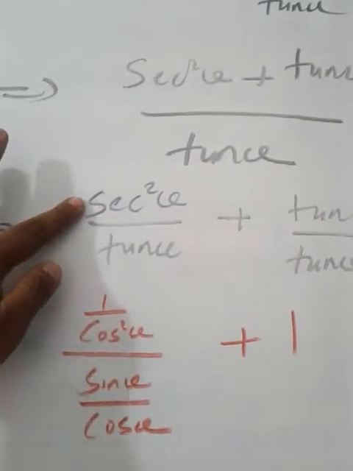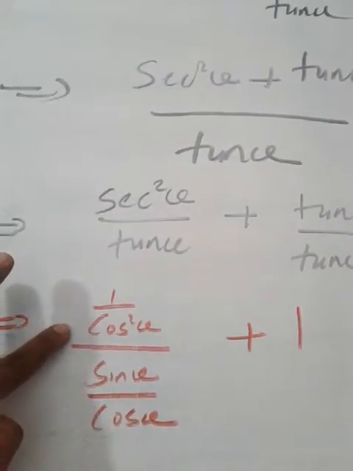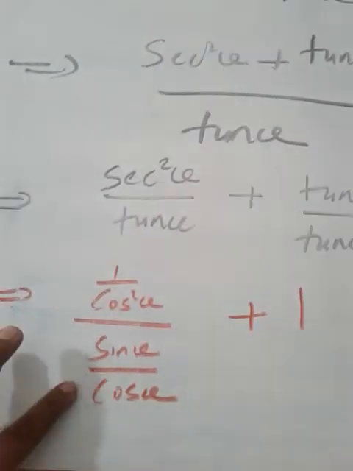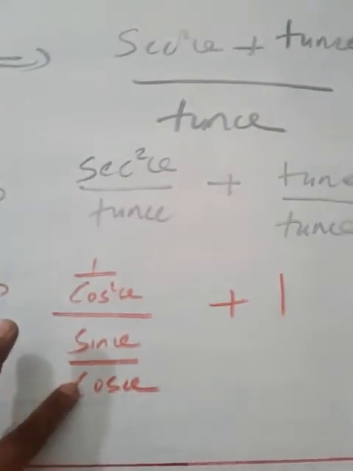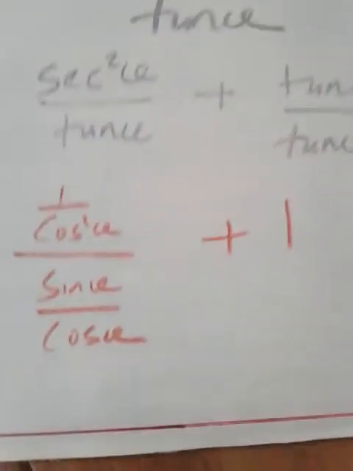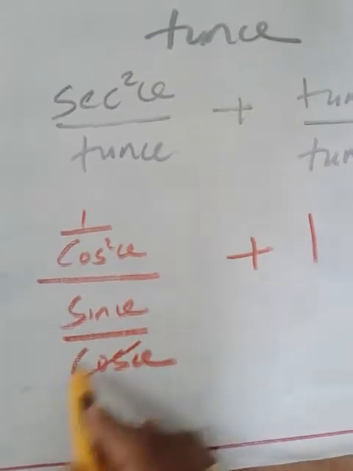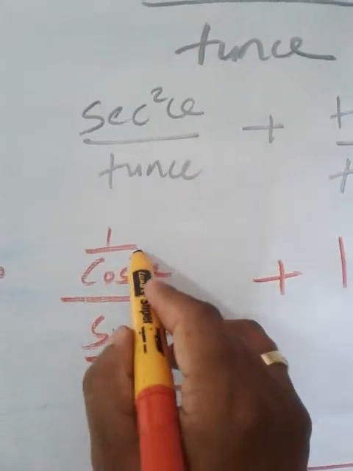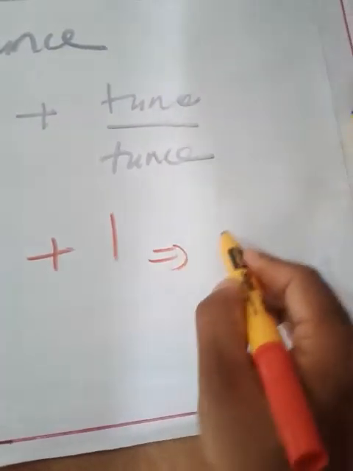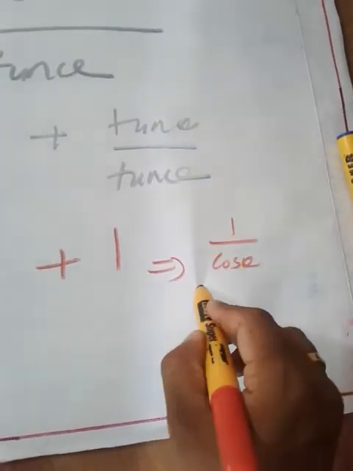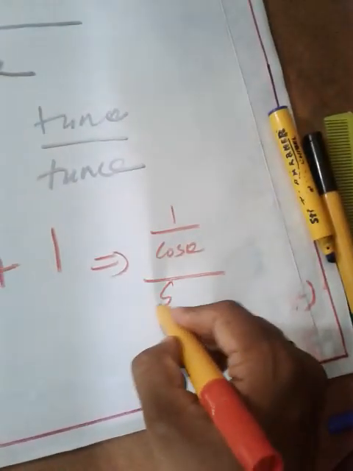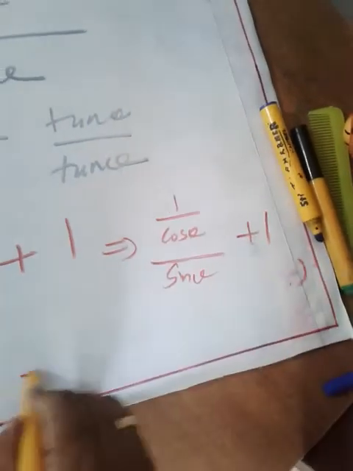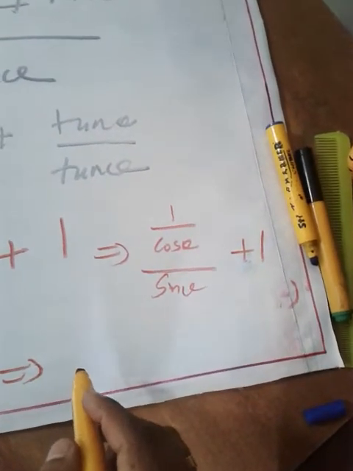And can you replace sec square theta by 1 by cos square theta? Of course, sec is the inverse of cos. And tan theta, can you replace by sin by cos? Of course: sec square theta is 1 by cos square theta, tan theta is sin by cos theta. Then tan theta by tan theta is plus 1, isn't it? Now we just see this cos theta, and from 1 by cos square theta and 1 cos theta you can cancel. What will remain now? 1 by cos theta by, see, cos theta and 1 cos theta get cancelled. So 1 by cos theta by what will remain? Sin theta plus 1. Now we have reached the final step.